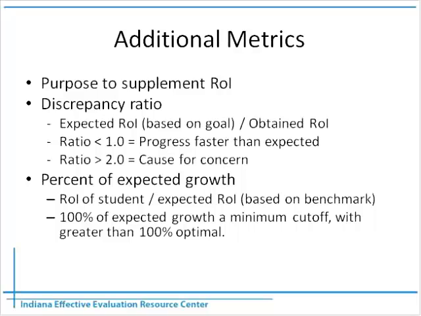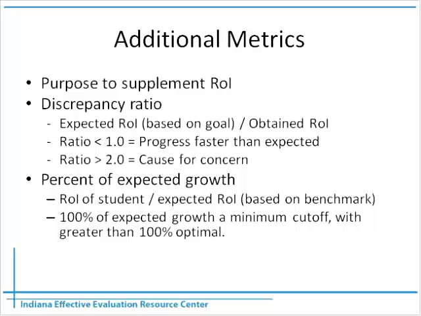Another way of looking at this data could be the percent of expected growth. And we talked in terms of reasonable and ambitious goals that just maintaining the gap would be an indicator that the student is probably doing better than they would have done without any intervention. And so a percent of expected growth is just a way to quantify that. So you take the rate of improvement of the student and you divide it by the expected rate of improvement, which is based on the benchmark rather than the ambitious goal.